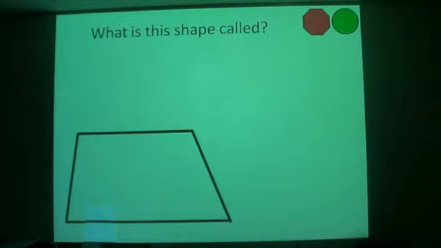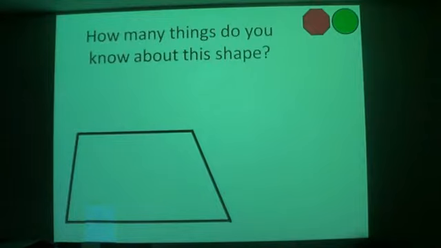What is this shape called? And write down several things that you know about this trapezoid. All right, what we know about a trapezoid. This is a base, and this is a base. The bases are parallel to each other.